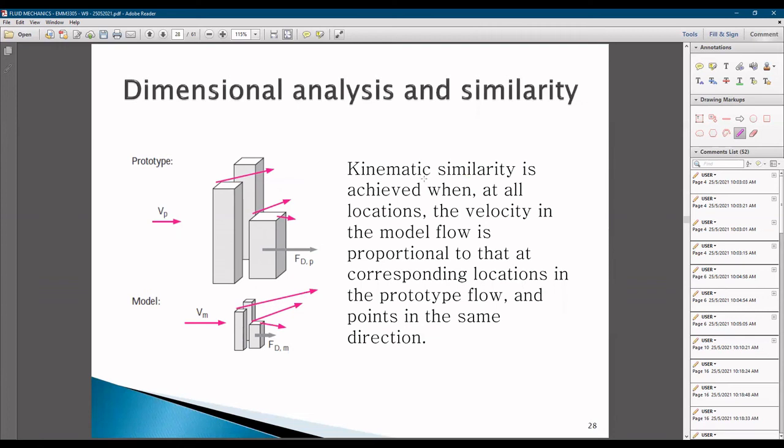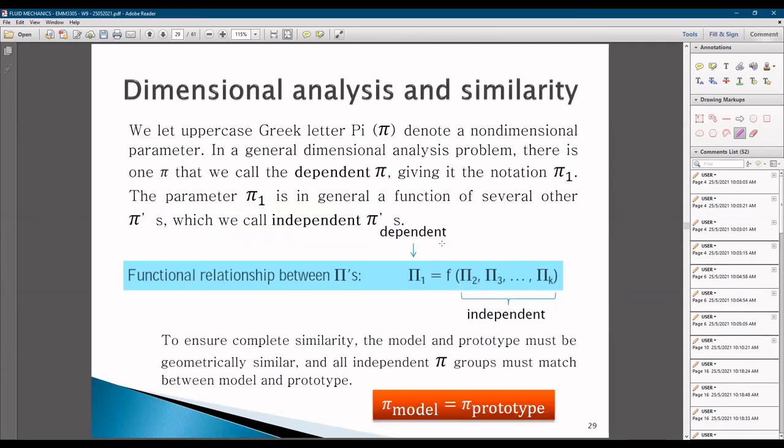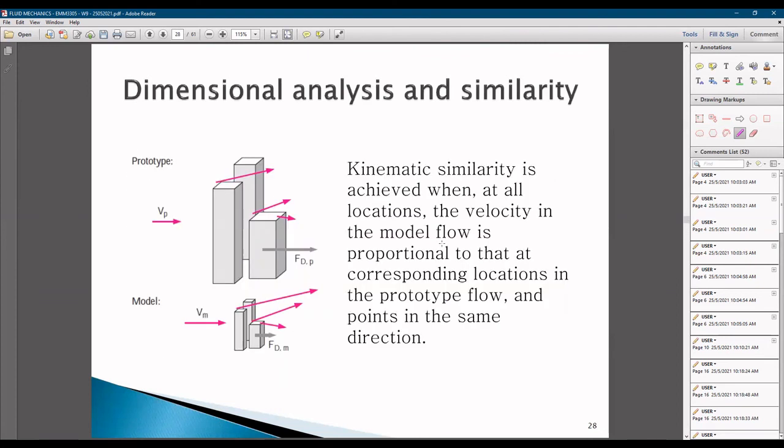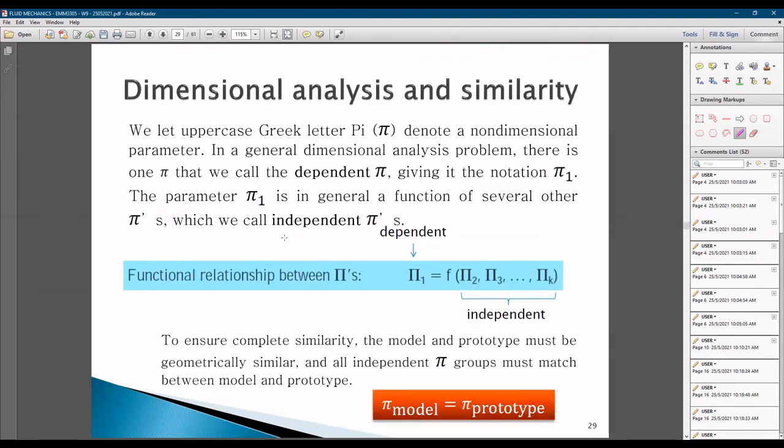Kinematic similarity is achieved when, at all locations, the velocity in the model flow is proportional to that at the corresponding location in the prototype flow. See this direction, going up, and on this one, it's going down. So that is what it means.